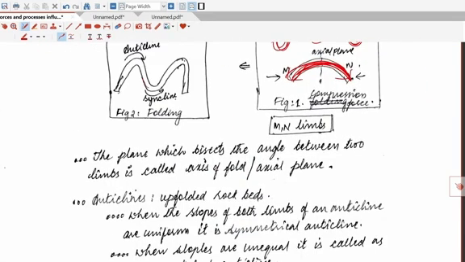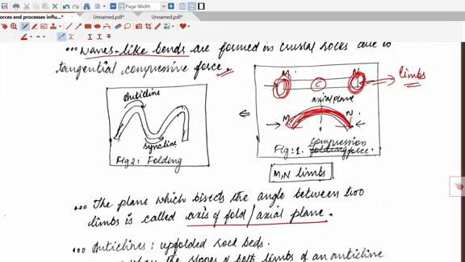The plane which bisects the angle between two limbs is called the axis of fold or axial plane. So this is called the axis or axial plane. Exactly in the center of the fold is called the axial plane.